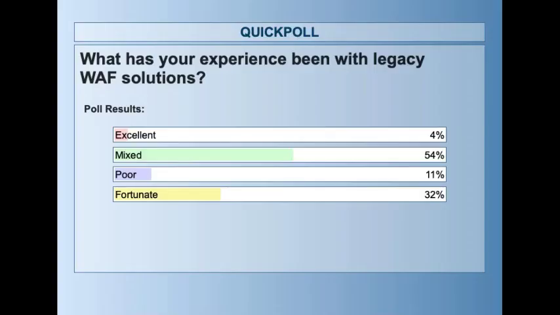And here are the results of the poll. Okay, so 4% excellent. I expected that to be a little bit low. And then 54% mixed, good days and bad days. And then 11% poor, and then 32% fortunate to not have to deal with it. So, okay, cool.